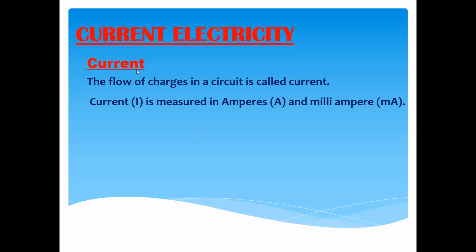And the SI unit of the current is ampere. It is denoted by A. There are other units. It can be milliampere. It can be microampere as well, but the SI unit is ampere.